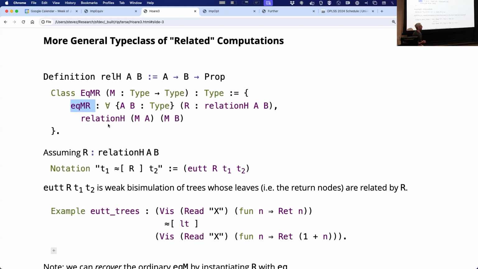Yeah? When you have this relation like less than, you're requiring the same shape of the tree. That's right. So the comment was the same shape of the tree. Well, up to tau, right? We're going to ignore taus in the way we talked about last time. But basically, when you get to the corresponding leaves, we'll just require them to be lined up with R.